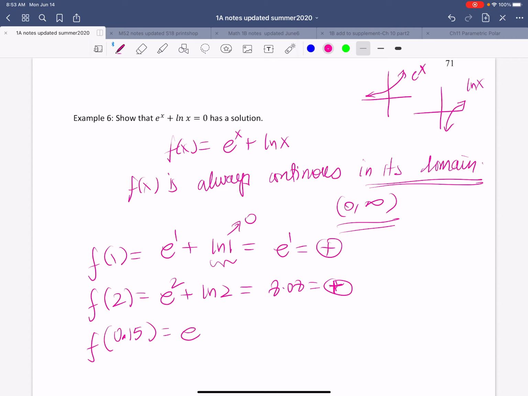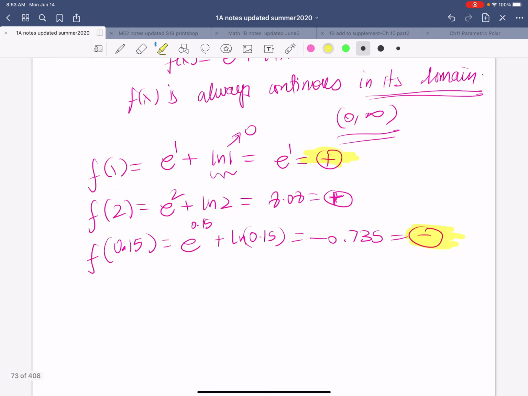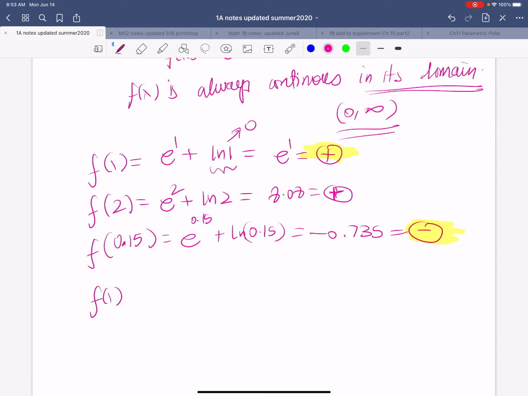Let's pick 0.15. E to the power 0.15 plus natural log of 0.15. Okay, grab your calculator. E to the power 0.15 plus natural log of 0.15. And that's going to equal negative 0.735, which is a negative value. And that's all I needed. So I needed to find two y values where f of x changes sign. So f of 1 and f of 0.15 have opposite signs.